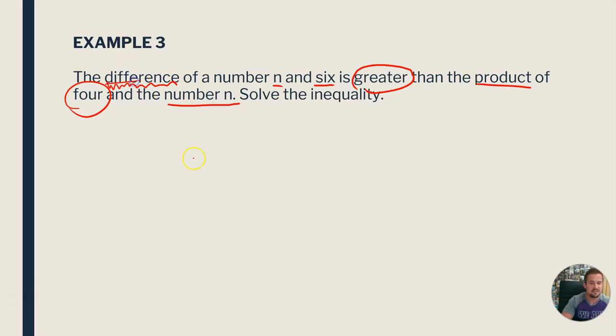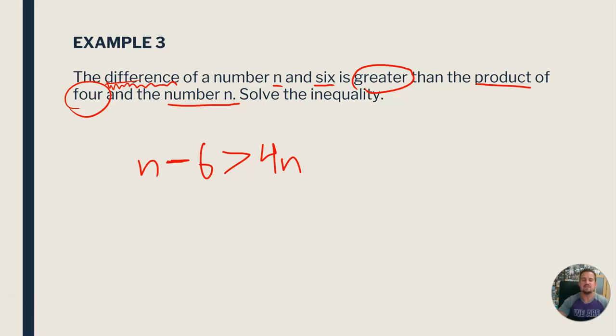The difference. Difference means subtraction. So the difference of a number n and 6, that's n minus 6. That's going to be greater than the product of 4 and the number n. Product is talking about multiplication. So the product of 4 and that number n. Okay? So really, I have n minus 6 is greater than 4n, and I need to solve the inequality.